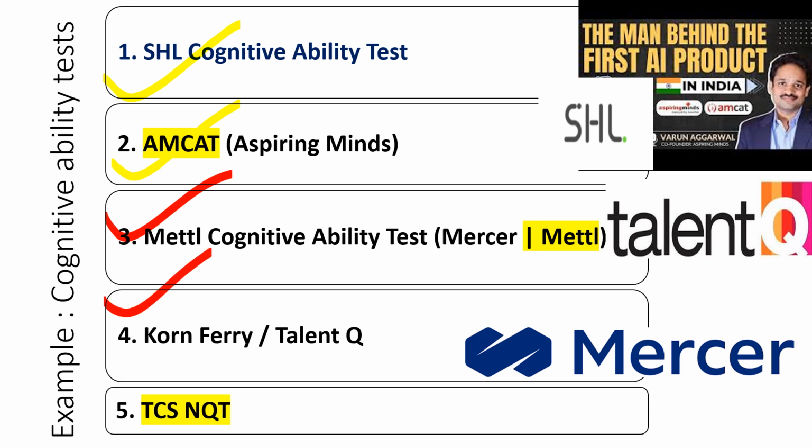The next one is Cornerstone Talent Q. Cornerstone is a global HR consulting and assessment leader operating in India as well. Their Talent Q assessments are primarily used by large multinational corporations, FMCG companies like Unilever and Nestle, as well as consulting firms for leadership and managerial hiring. The last one is TCS NQT, that is, the National Qualifier Test. One of the largest campus recruitment tests in India is TCS NQT, conducted by Tata Consultancy Services. It is used not only by TCS but also by its partner companies to shortlist candidates for entry level roles.